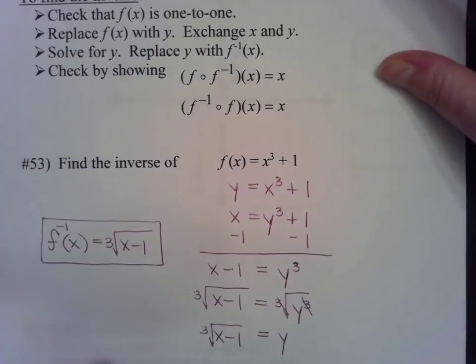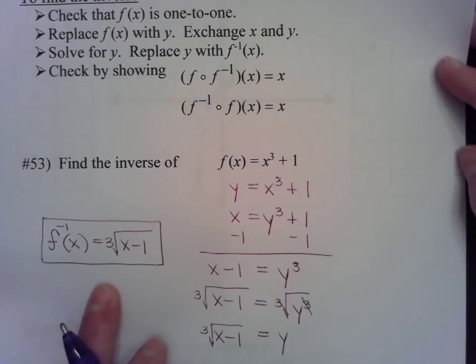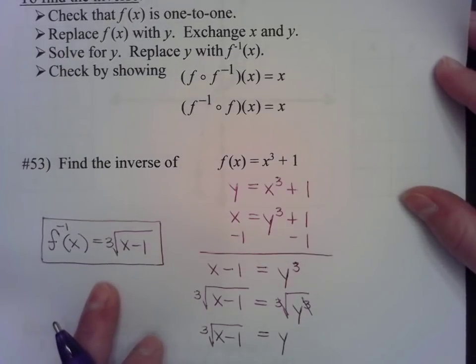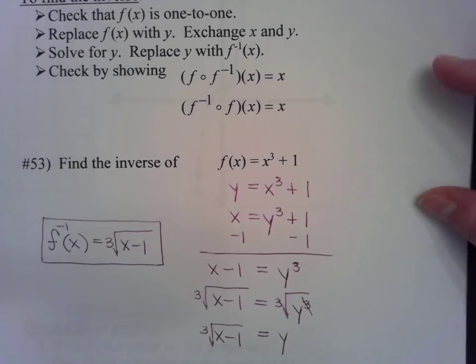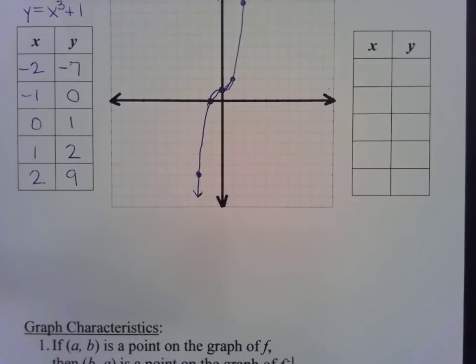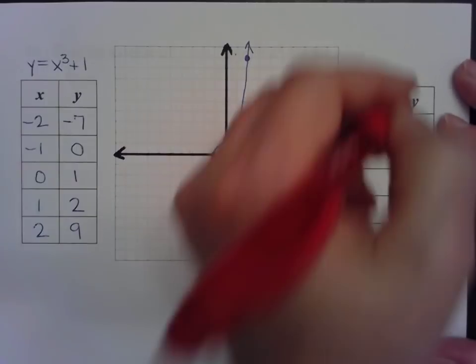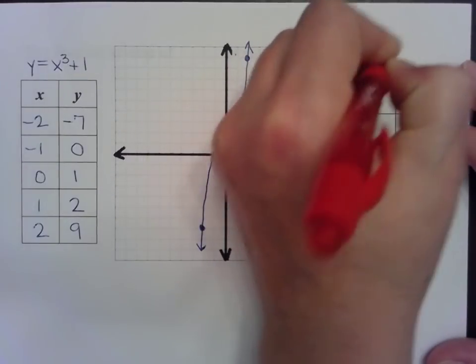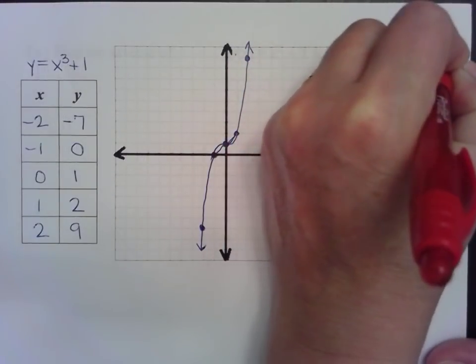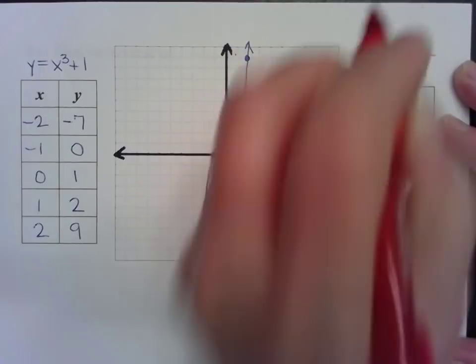Okay, so now let's take a second to graph this function so you can see how the graphs of a function and its inverse are related. So now let's graph y equals the cube root of x minus 1.